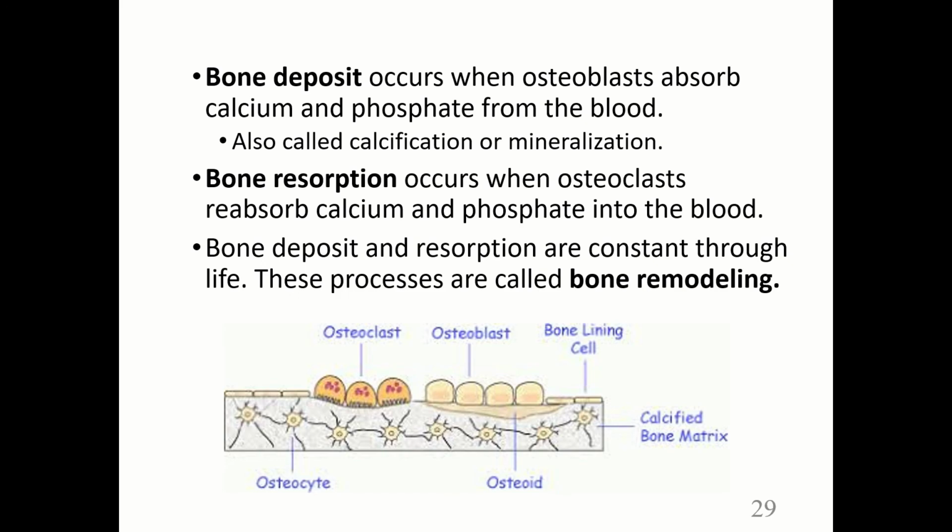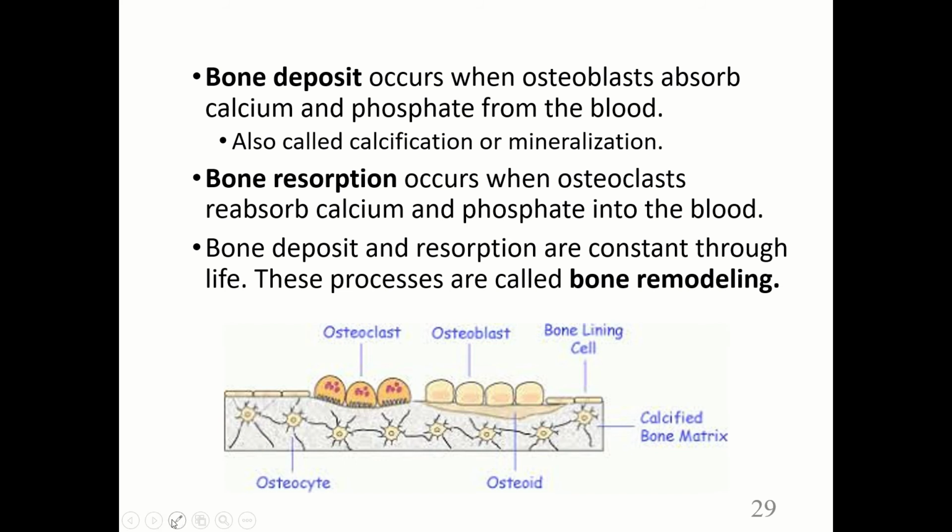Bone deposit occurs when osteoblasts absorb calcium and phosphate from the blood. This is also called calcification or mineralization. Bone resorption occurs when osteoclasts reabsorb calcium phosphate into the blood. Bone deposit and resorption are constant through life. These processes are called bone remodeling. So here is the osteoblast, and it's absorbing calcium and phosphate from the blood and putting it into the bone. Bone resorption is occurring when osteoclasts resorb calcium and phosphate from the bone and put it into the blood.